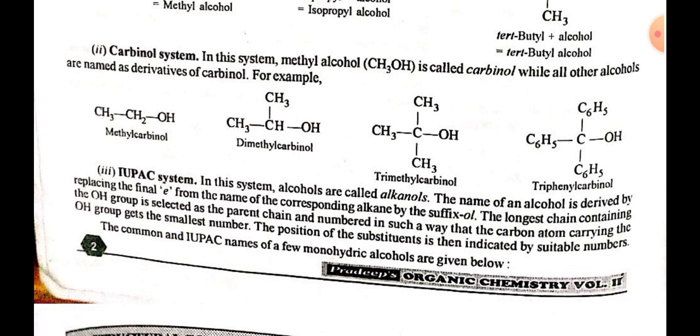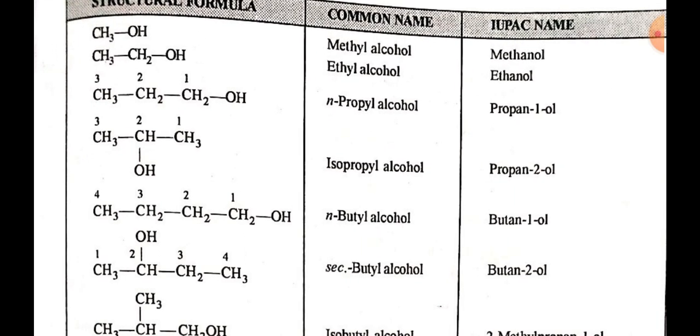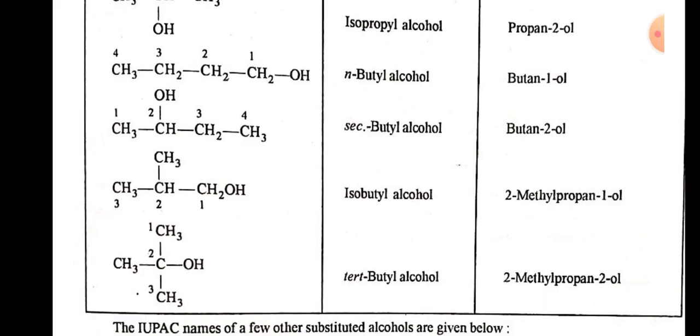IUPAC system. In this system, alcohols are called alkanols. The name of an alcohol is derived by replacing the final e from the name of the corresponding alkane by the suffix -ol. The longest chain containing the OH group is selected as the parent chain and numbered in such a way that the carbon atom carrying the OH group gets the smallest number. The position of substituents is then indicated by suitable numbers. The common and IUPAC naming of a few monohydric alcohols are given in this table below. You can see this table. There are almost 10 or 12 alcohols named here with their corresponding common names and IUPAC names.